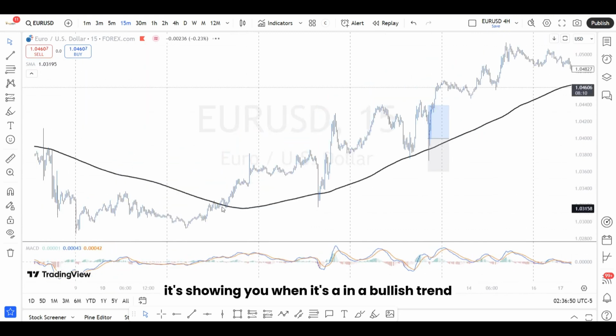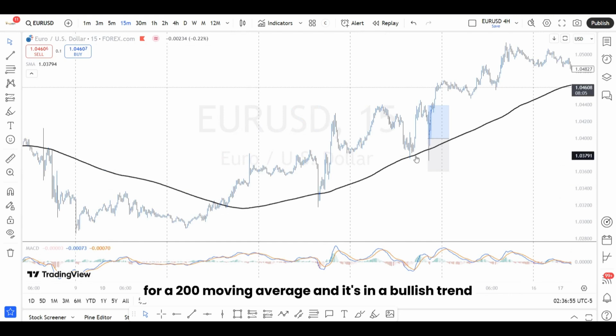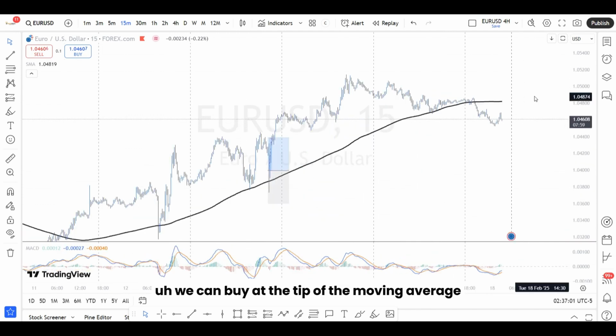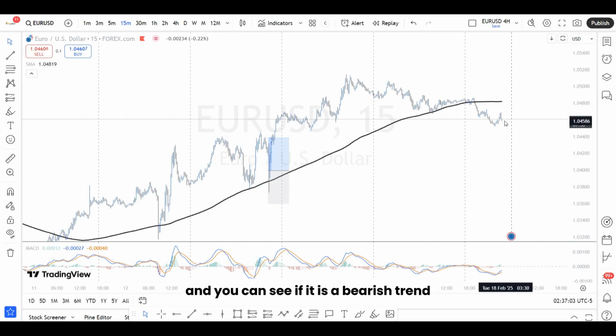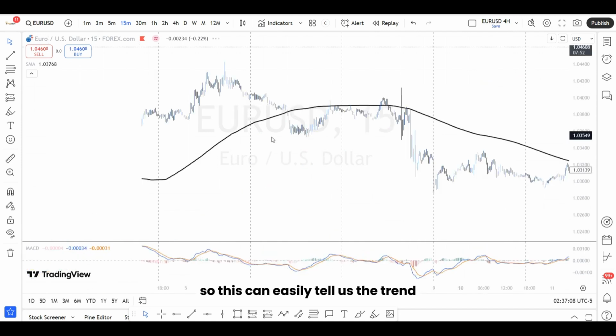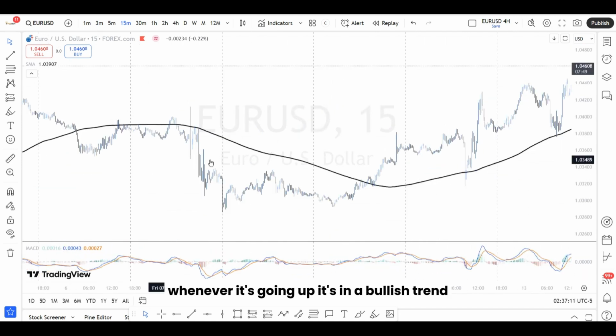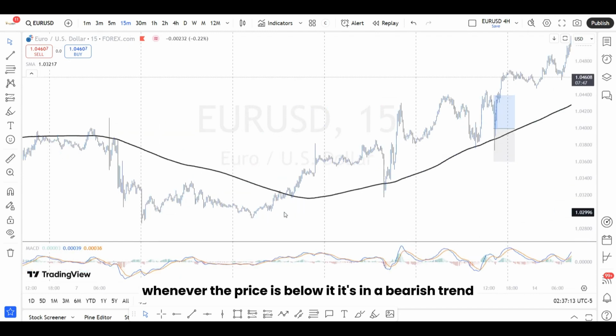It's showing you when it's in a bullish trend: the market has crossed above the 200 moving average, and it's in a bullish trend, and we can buy at the tip of the moving average. And if it's in a bearish trend, the market crosses down and we sell. So this can easily tell us the trend movement of the market. Whenever it's going up, it's in a bullish trend. Whenever the price is below it, it's in a bearish trend.